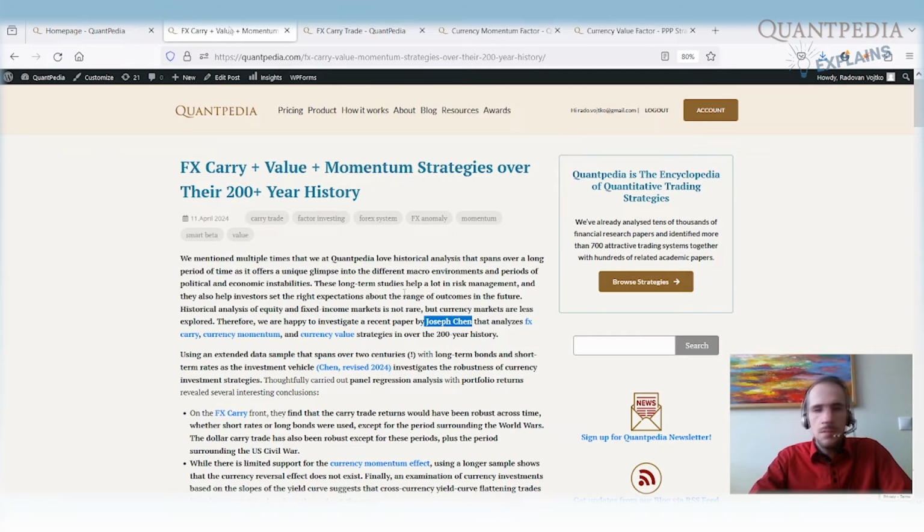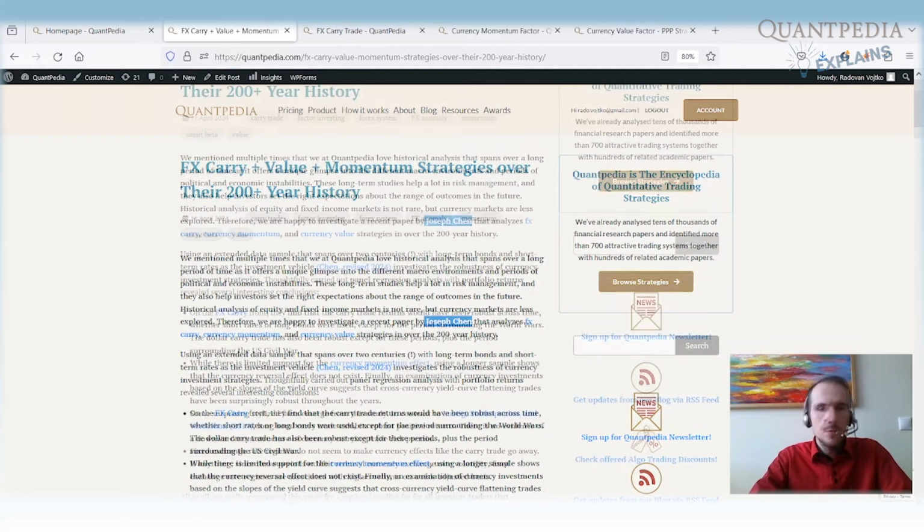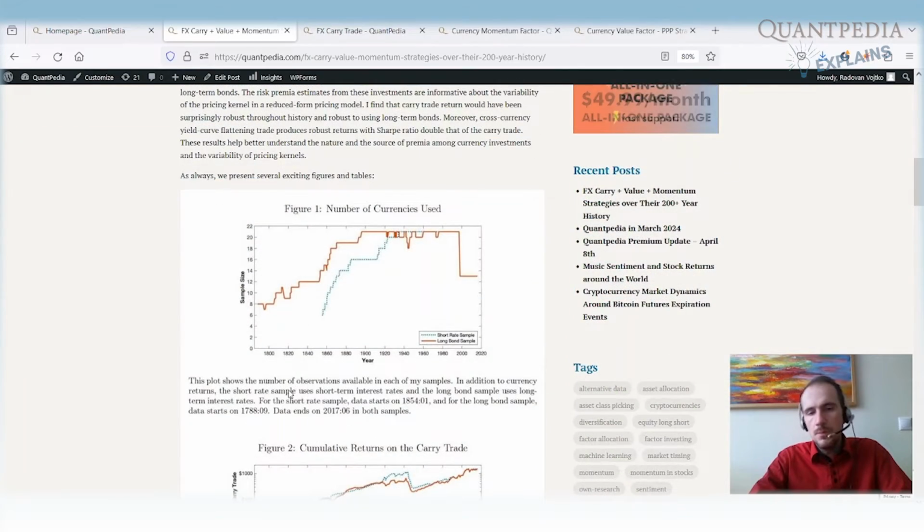Let's get back to the paper. Joseph Chen did the analysis of those three currency strategies and trading styles. What are the results? The results can be very nicely reviewed in a chart. First, we have a chart of the number of the currencies that were used in the test. What is the most interesting part for me is that even in the 18th or 19th century, there are a lot of currencies that can be used to trade.